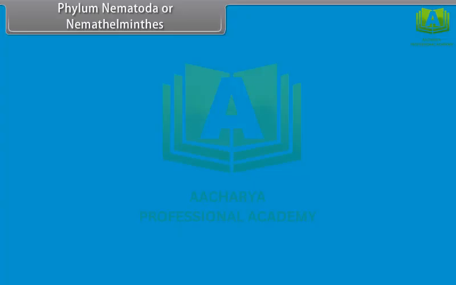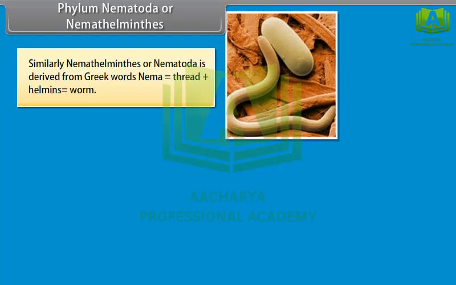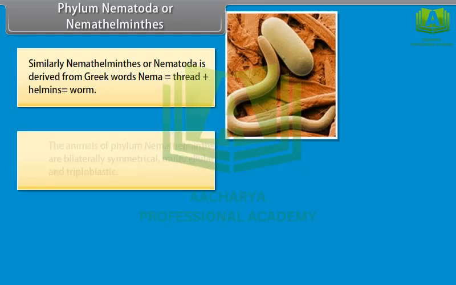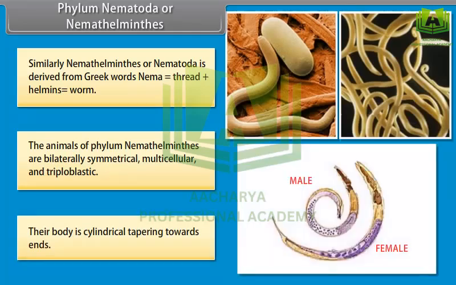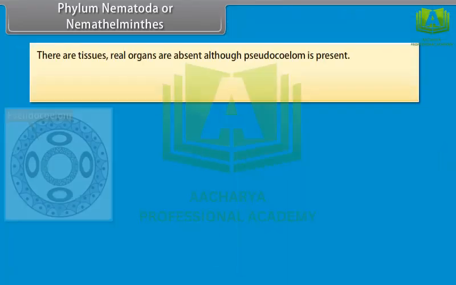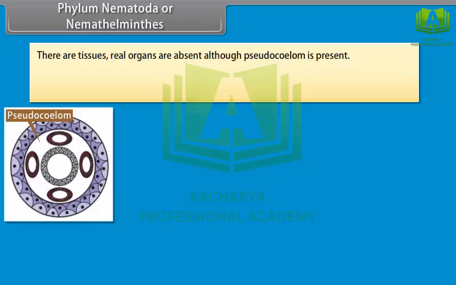Phylum Nematoda or Nemathelminthes. Similarly, Nemathelminthes or Nematoda is derived from Greek words nema, which is thread, plus helminths, worm. The animals of phylum Nemathelminthes are bilaterally symmetrical, multicellular, and triploblastic. Their body is cylindrical tapering to its ends. There are tissues. Real organs are absent, although a pseudocoelom is present.